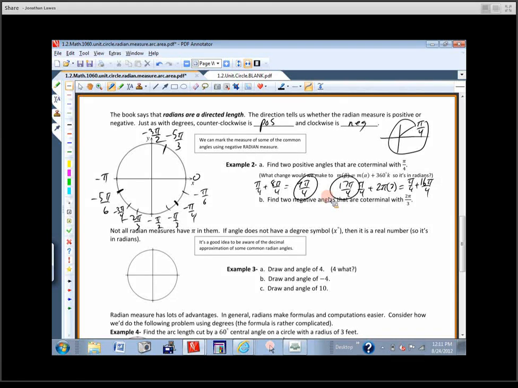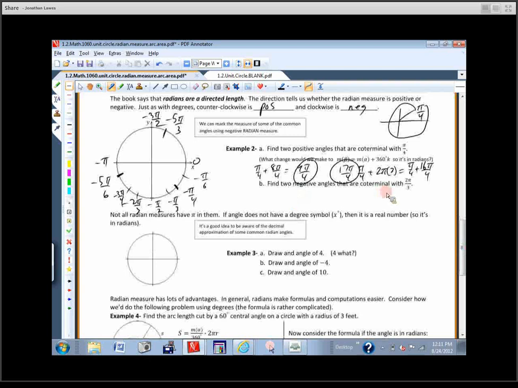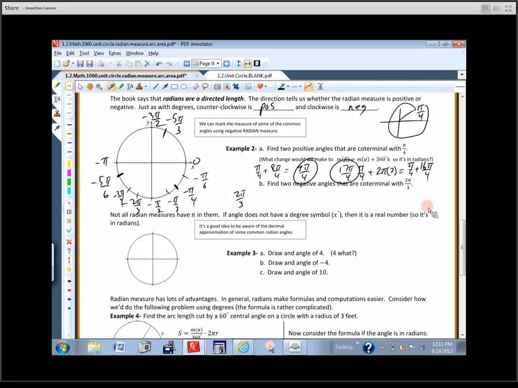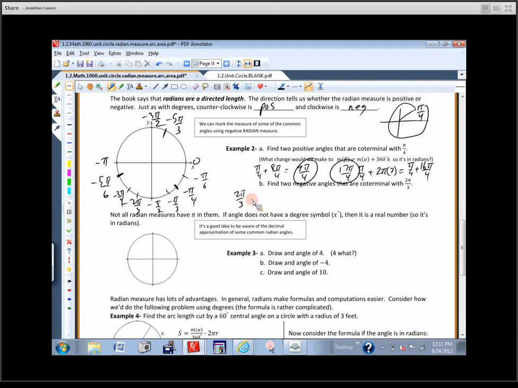There are two angles that are coterminal with pi fourths that are both positive. So we could go around the circle twice, 3 times, whatever. This one says come up with 2 that are positive and coterminal. Let's find 2 angles that are coterminal with 2 pi thirds that are negative.